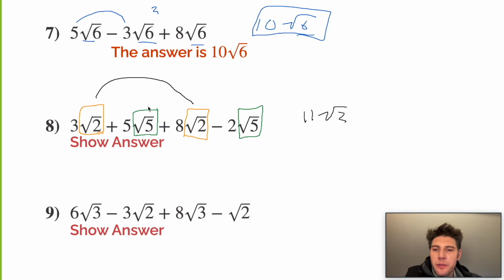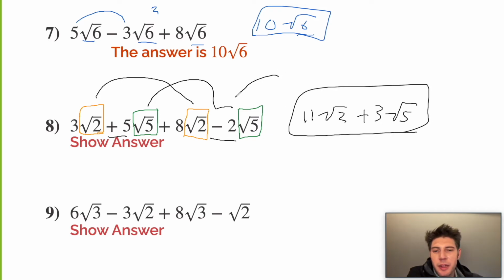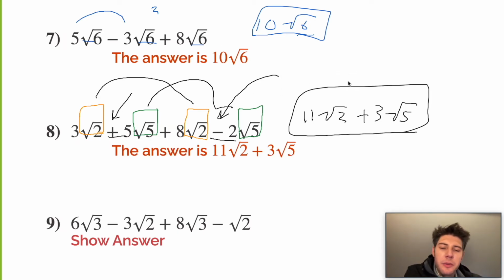And then we'll do the 5 root 5 minus 2 root 5. This minus is attached to the 2. 5 root 5 minus 2 root 5 is 3 root 5. So another tricky thing about this one was this minus goes to the 2, and this plus goes to this 5. So it's 5 minus 2. So if we show the answer, we get the same thing, 11 root 2 plus 3 root 5. So we got it right.